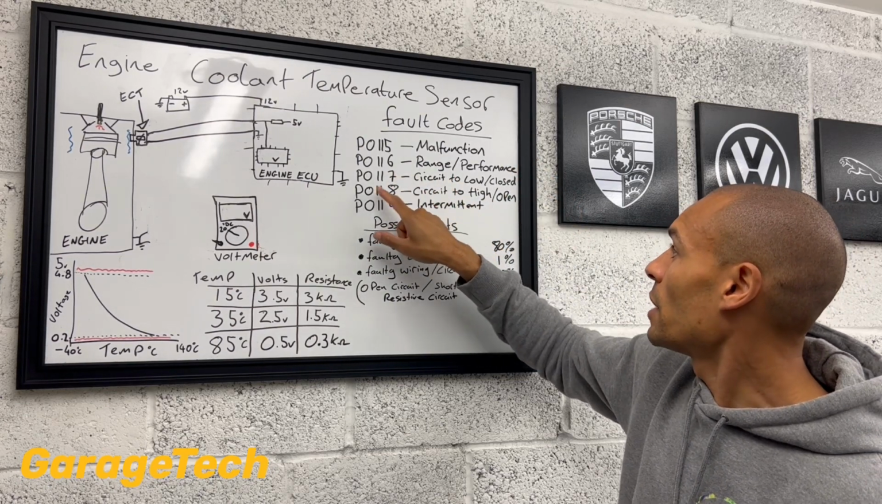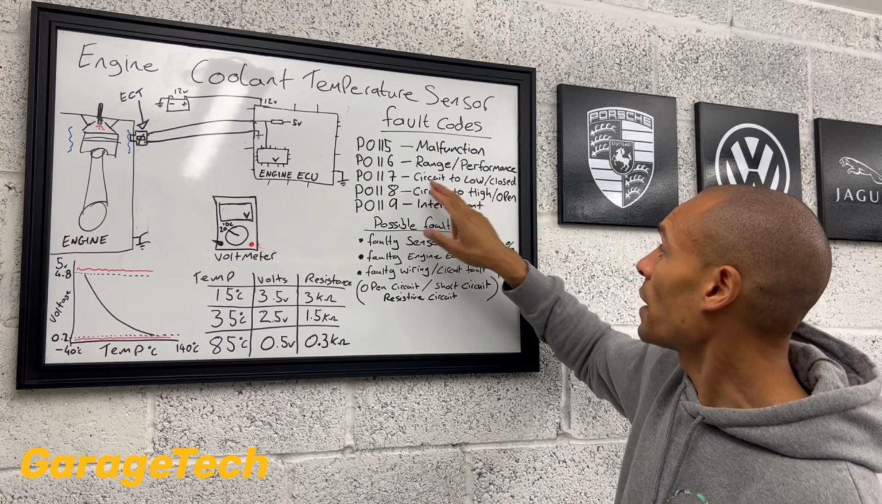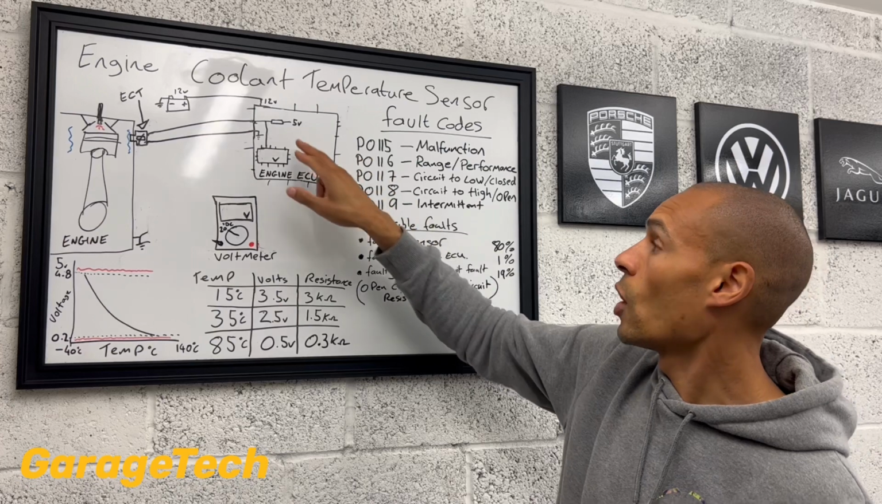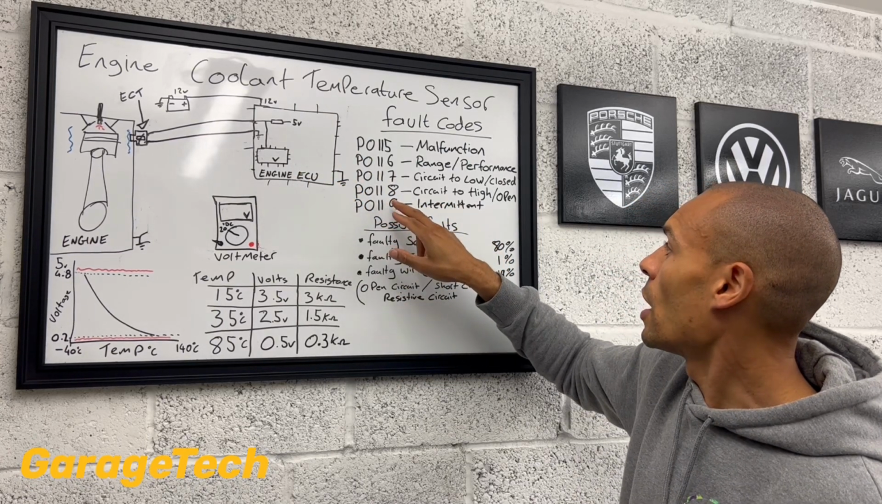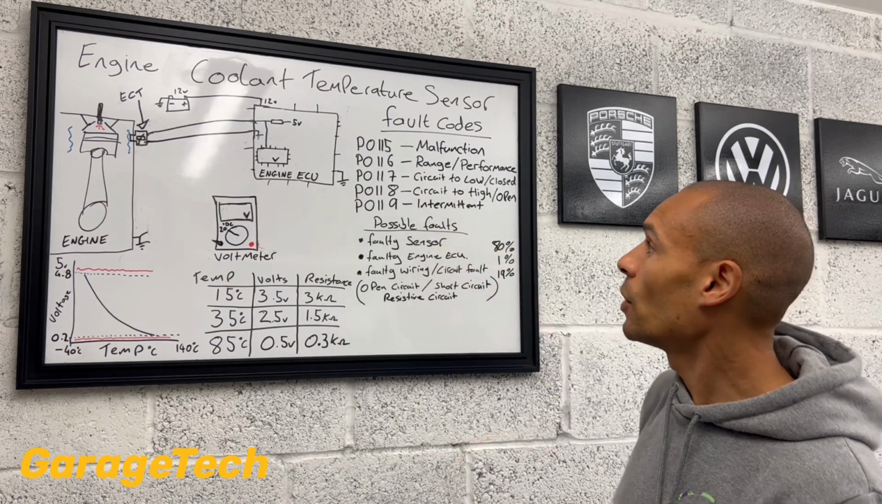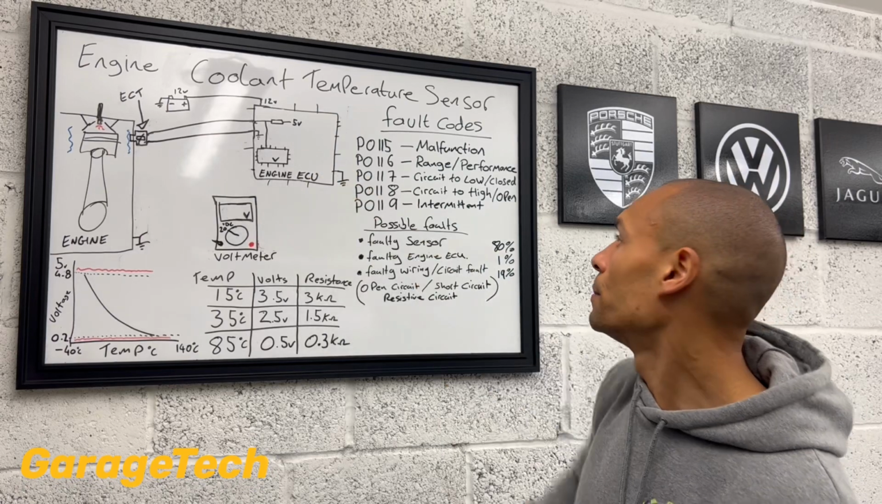The other ones to look at are the range performance, which is P0116. Then you've got P0117, which is circuit low or closed. That's effectively saying that the ECU is reading a low voltage. And then if you've got P0118, that's circuit too high or open. That's basically saying that the engine ECU is reading a high voltage reading.